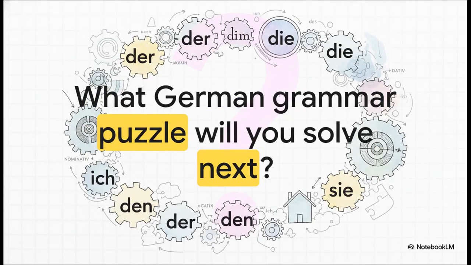By understanding the job of each noun, you've honestly unlocked one of the most fundamental concepts in all of German grammar. And this way of thinking, it doesn't just apply to articles, it applies to pronouns and adjectives too. So the real question is, now that you get it, what puzzle are you going to take on next?